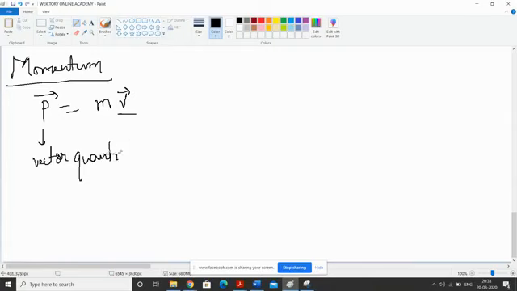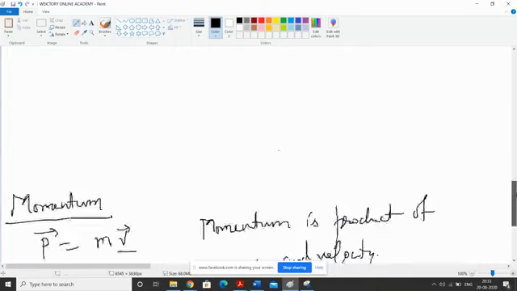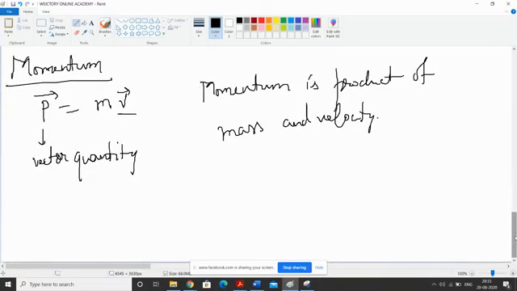What is a vector quantity? The physical quantity which is determined by both magnitude and direction, right? So both the number and the direction in which the body is moving are very important. That's what a vector quantity is. So momentum is a vector quantity, and it's a product of mass and velocity. So this is the concept of momentum.